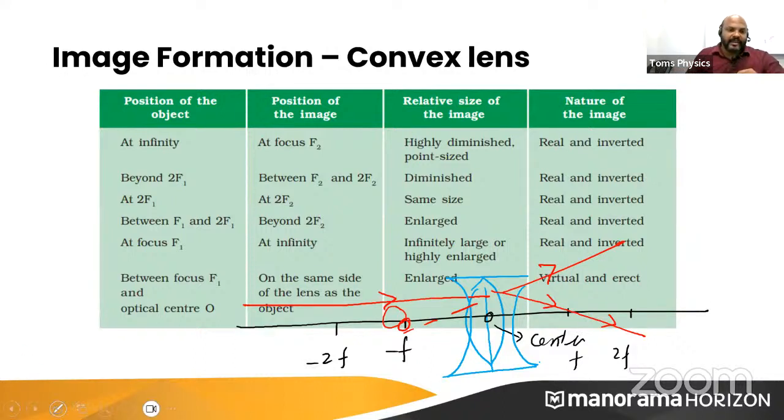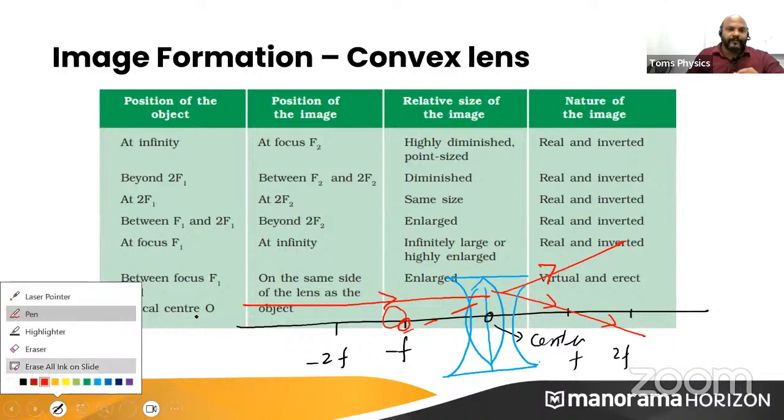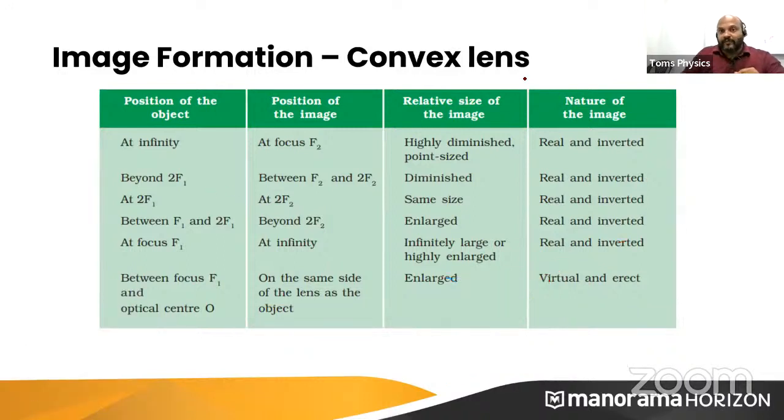Let's look at all the cases that we have here. For a convex lens, please remember, if the object is at infinity, the image is at the focus. If the object is beyond 2f, this corresponds to the beyond center of curvature case for mirrors, the image will form between the first focus and the second focus, f and 2f. It will be a diminished image. It will be smaller than the object, and it will be real and inverted.